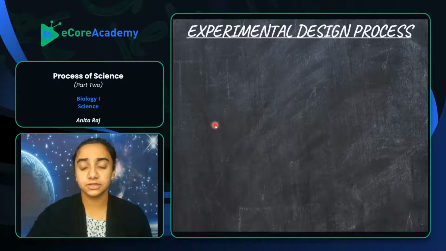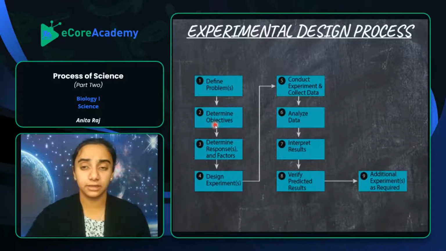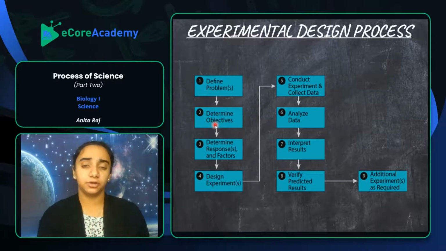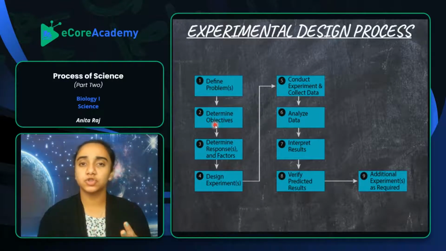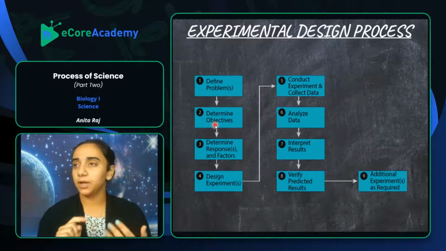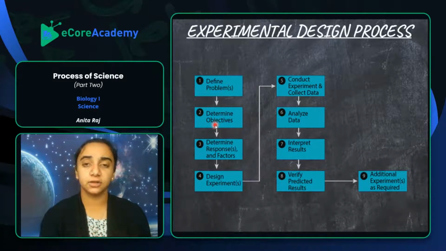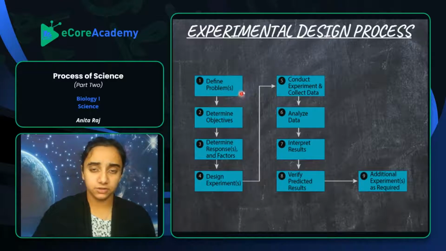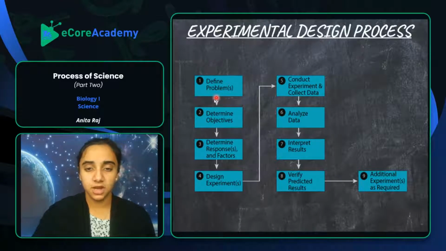So the experimental design process is what we're talking about, as in the process of designing a very, very good experiment by outlining the procedure, the experimental groups, the control groups, your variables, exactly how you should execute it, and then actually executing it. So here's the experimental design process. First, you want to define the problem, as in you want to ask a question, do some background research, and then form a hypothesis. Then you want to determine your objectives.